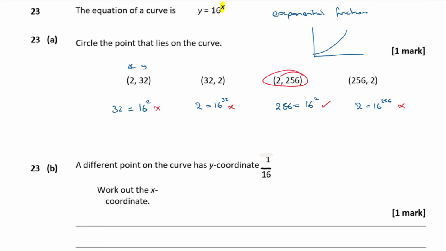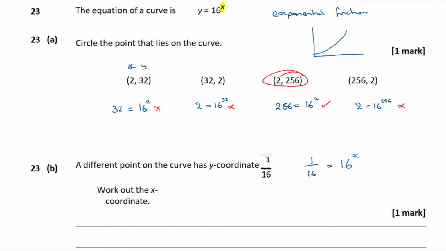Part B says a different point on the curve has a y coordinate of 1 over 16. Work out the x coordinate. So if y equals 16 to the power of x and y is equal to 1 over 16, then 1 over 16 has got to be equal to 16 to the power of x. Okay, so what power turns a number into its reciprocal? 16 and 1/16 are reciprocals of each other.